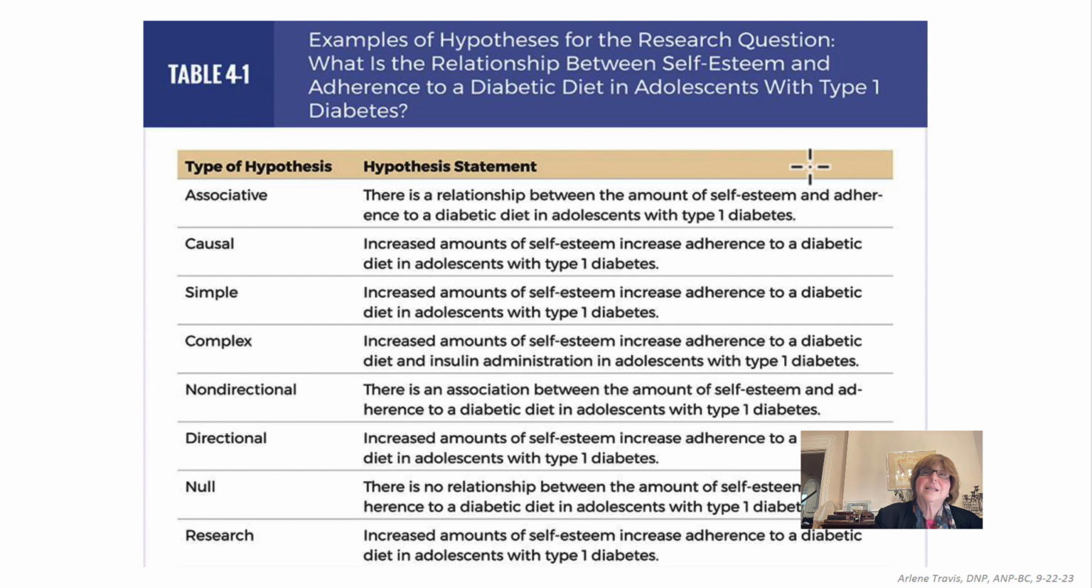Null means that there is no relationship. There is no relationship between the amount of self-esteem and adherence to a diabetic diet in adolescents with type 1 diabetes. And a research hypothesis is increased amounts of self-esteem increase adherence to a diabetic diet in adolescents with type 1 diabetes. So let me ask you, why would someone pay $1 million to do a research study to demonstrate that there's no relationship between something? Why would they have a null hypothesis?